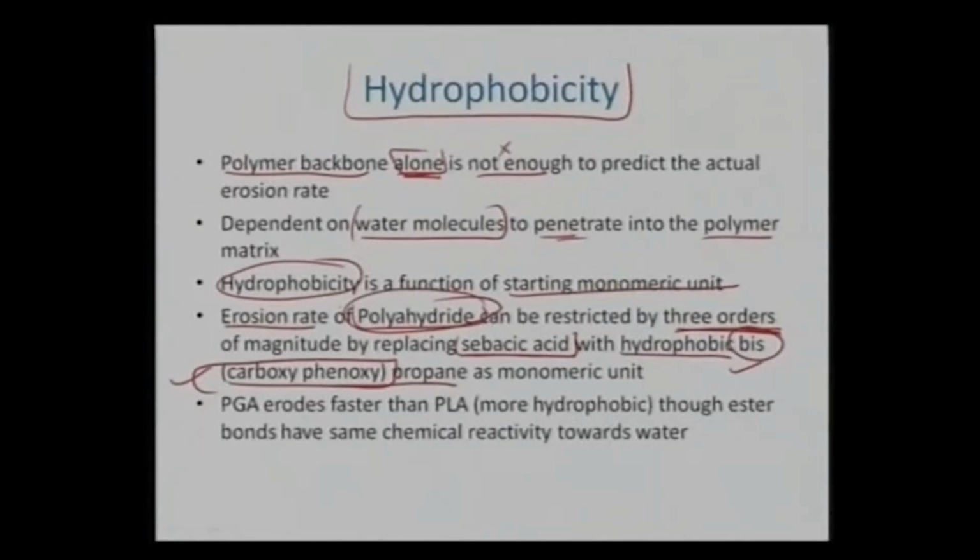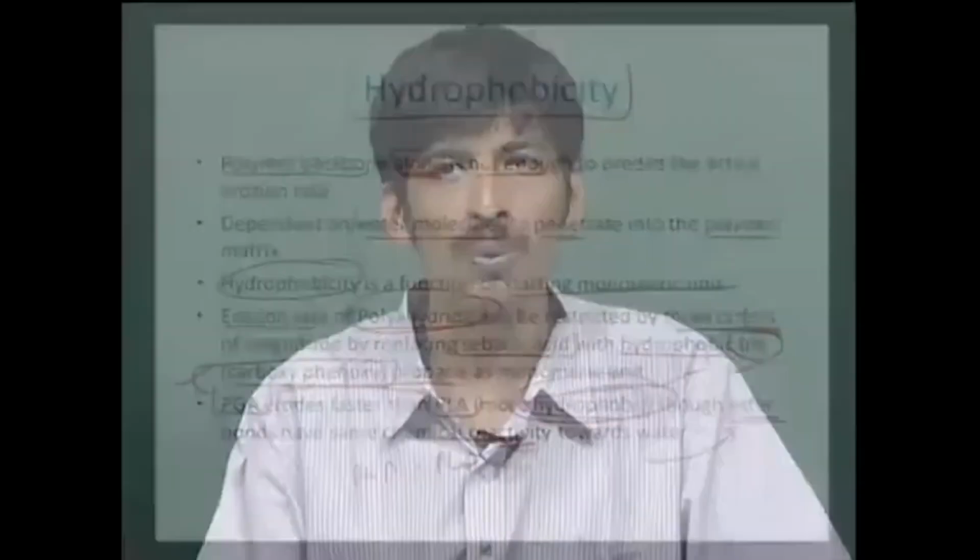And again we can see that PGA can erode much faster than PLA, because PLA is much more hydrophobic in nature, though in both cases we have the same ester bonds. So in both PGA as well as PLA we have the same ester bonds, and though they have the same chemical reactivity, because of hydrophobicity PGA is dissolving at a much faster rate. So in this particular case we can see the overall effect of hydrophobicity, that though the polymeric backbone is one of the very key things about the polyamides, polyesters and polyanhydrides, the polyanhydrides being the fastest degrading material.